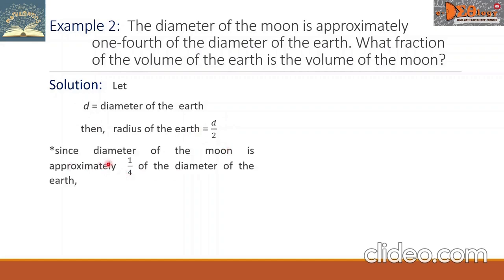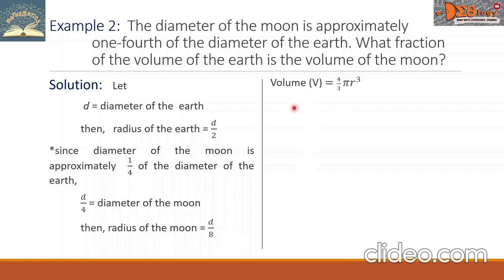In the problem, diameter of the moon is approximately 1/4 of the diameter of the earth. That means d/4 equals diameter of the moon. If we divide this by 2, we will get the radius of the moon. So, radius of the moon equals d over 8.